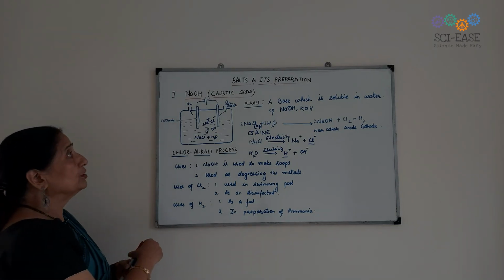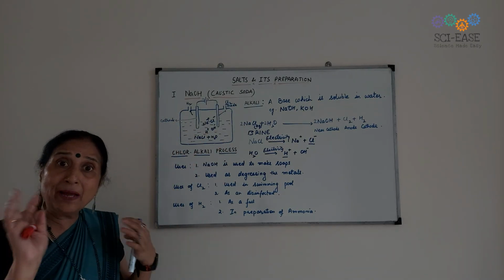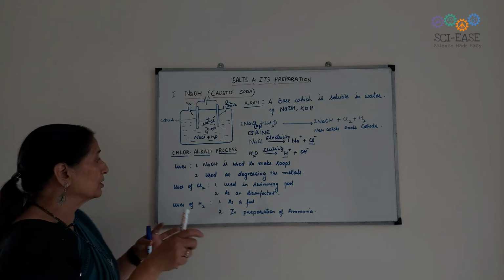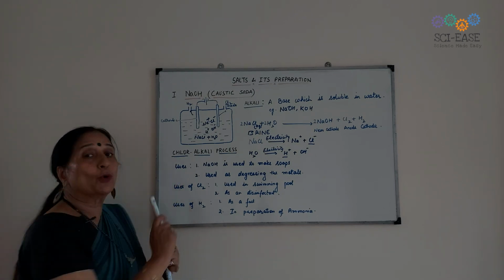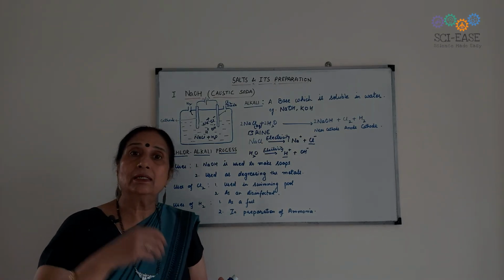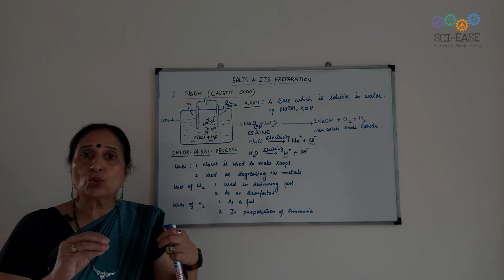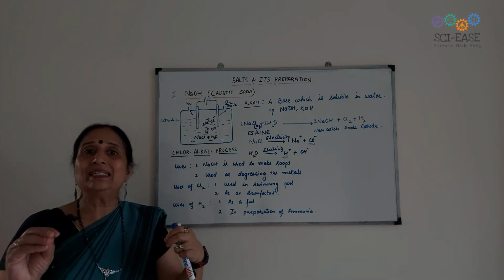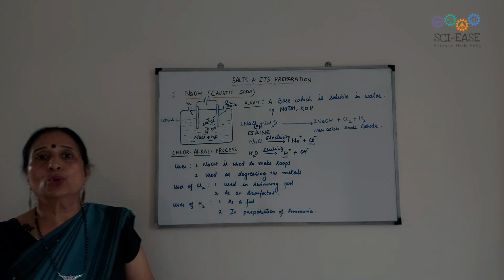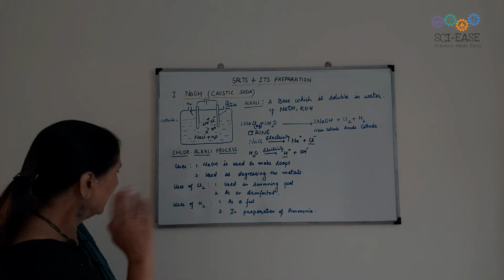Now, what are the uses of chlorine? Chlorine and hydrogen are formed as byproducts, and we can't waste these byproducts. Chlorine is put in swimming pools and water tanks to disinfect them, so that all the bacteria or microorganisms are killed. So chlorine is a very good disinfectant.